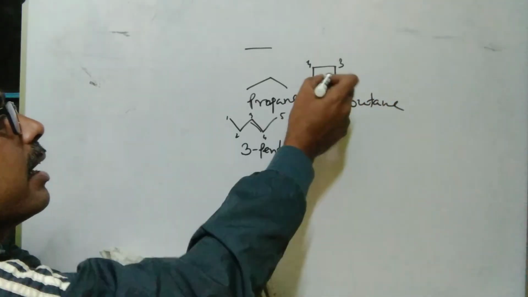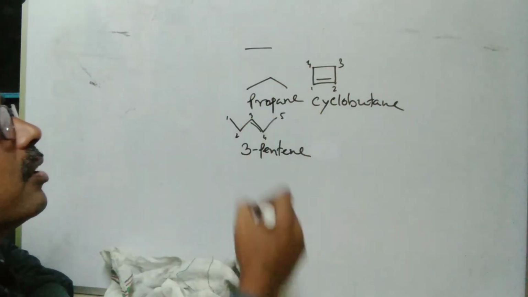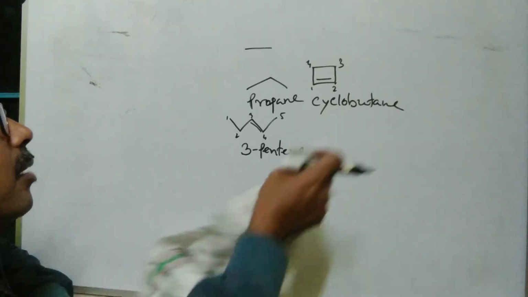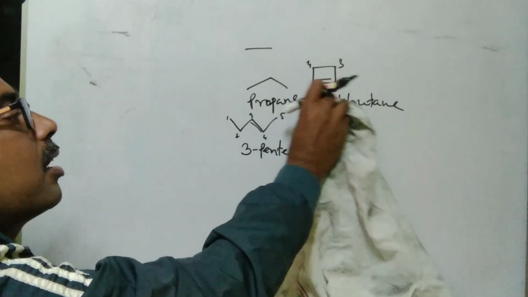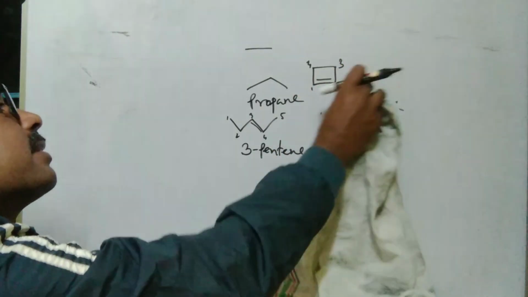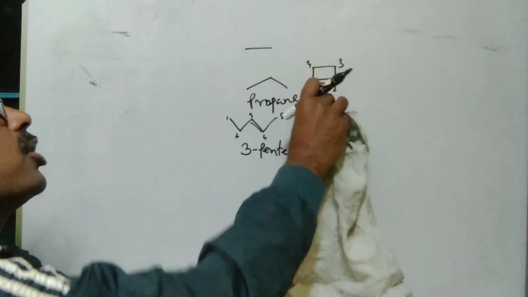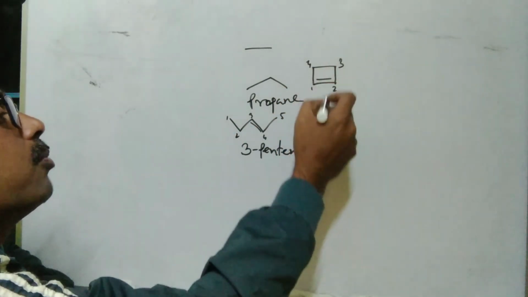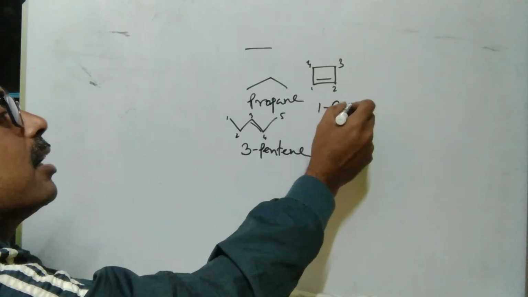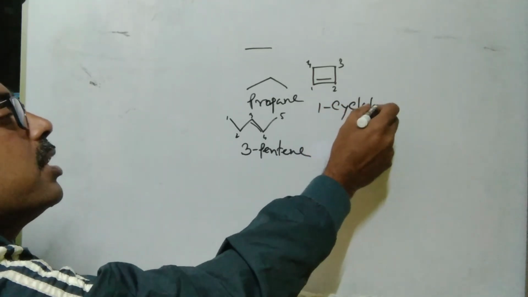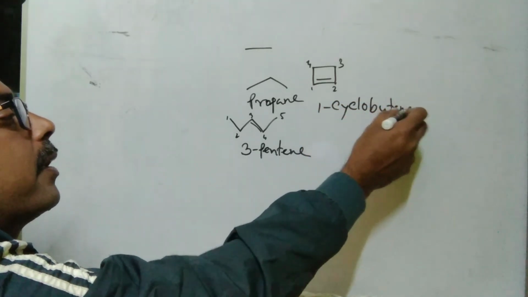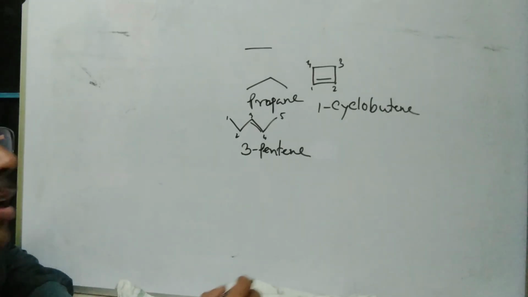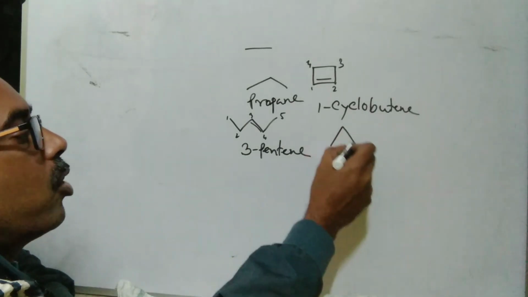Now if any double bond is there between carbons 1 and 2, then the compound is not cyclobutane, but the molecule is cyclobutene. And the position of the double bond is given here. So the name of this molecule is 1-cyclobutene. Okay, now what will be the name of this molecule?